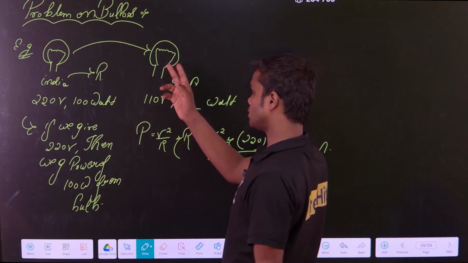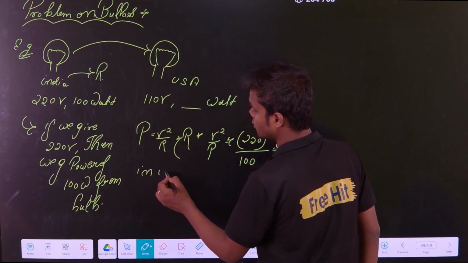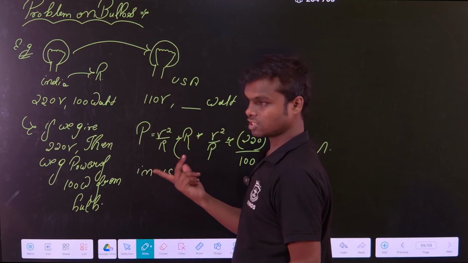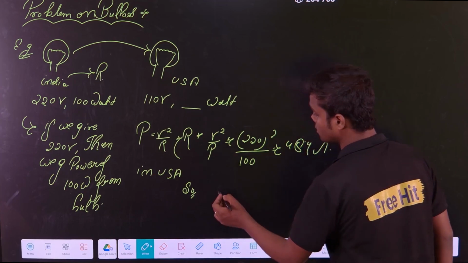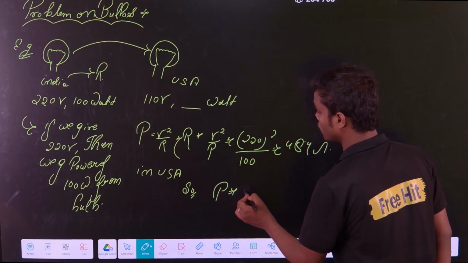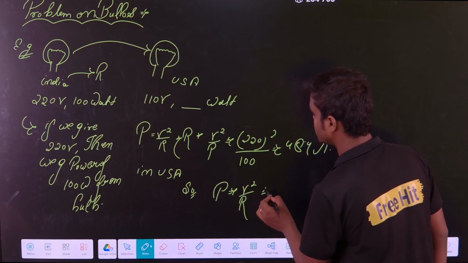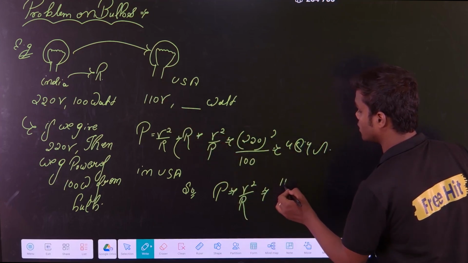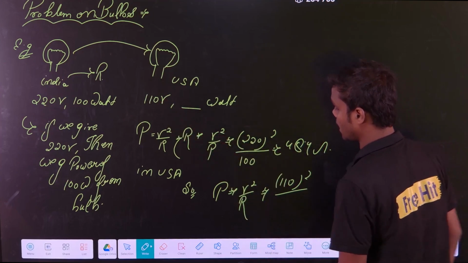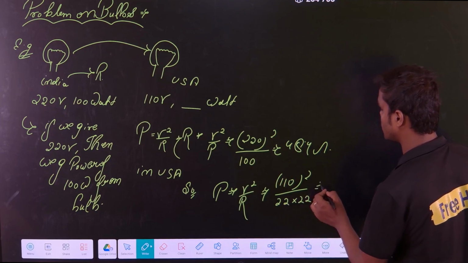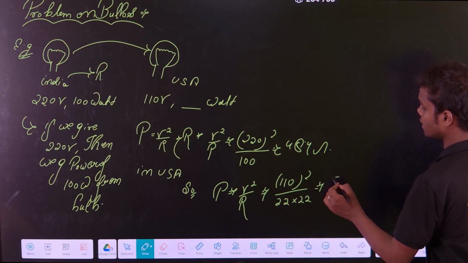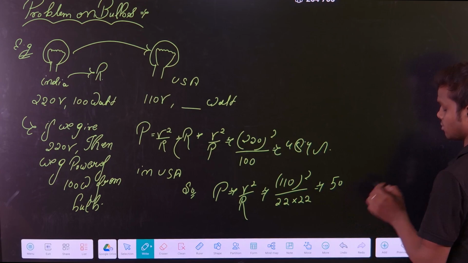When I come here to the USA, we are getting the same resistance, it won't change, right? So what is the power you will get? V square by R. Now what is the V we are giving here? That is 110 volt. And what is the resistance? That is 22 into 22. I can write it like this, correct? If you do it, you will get 50 watt.